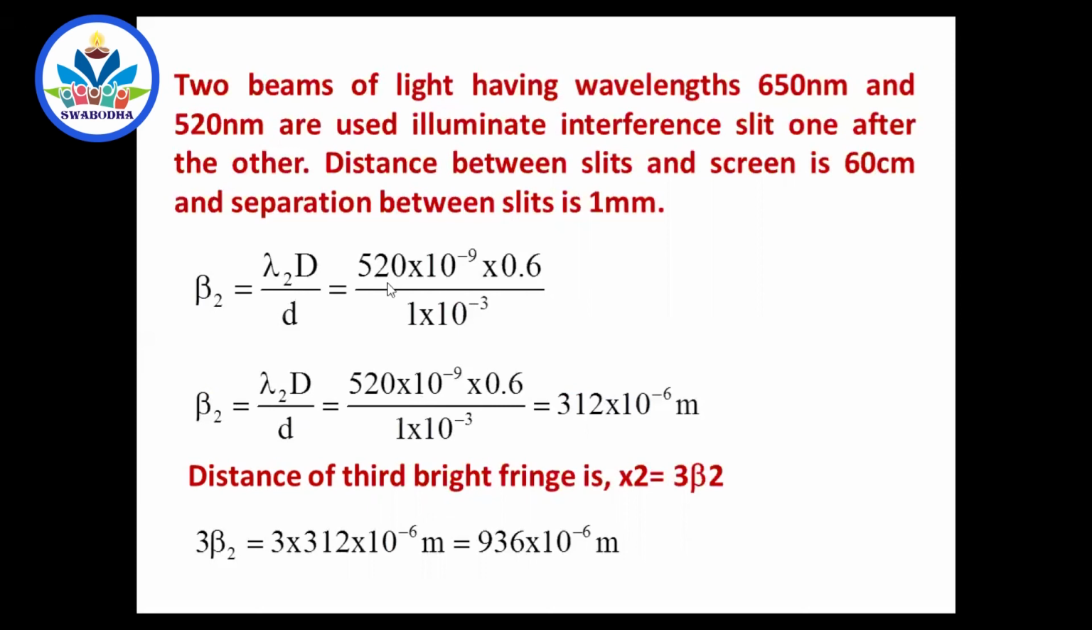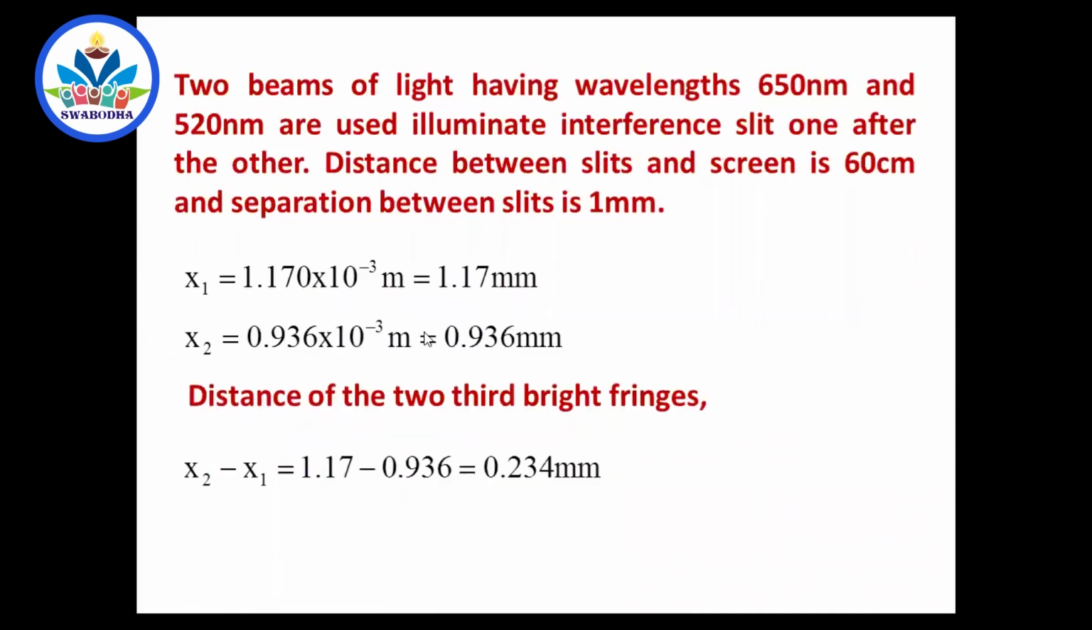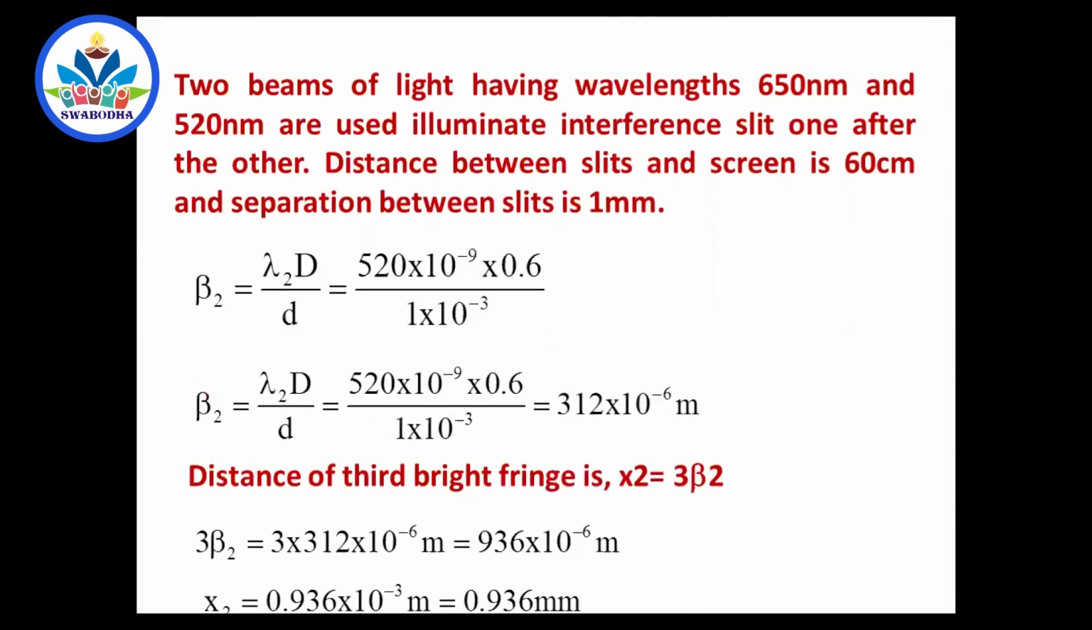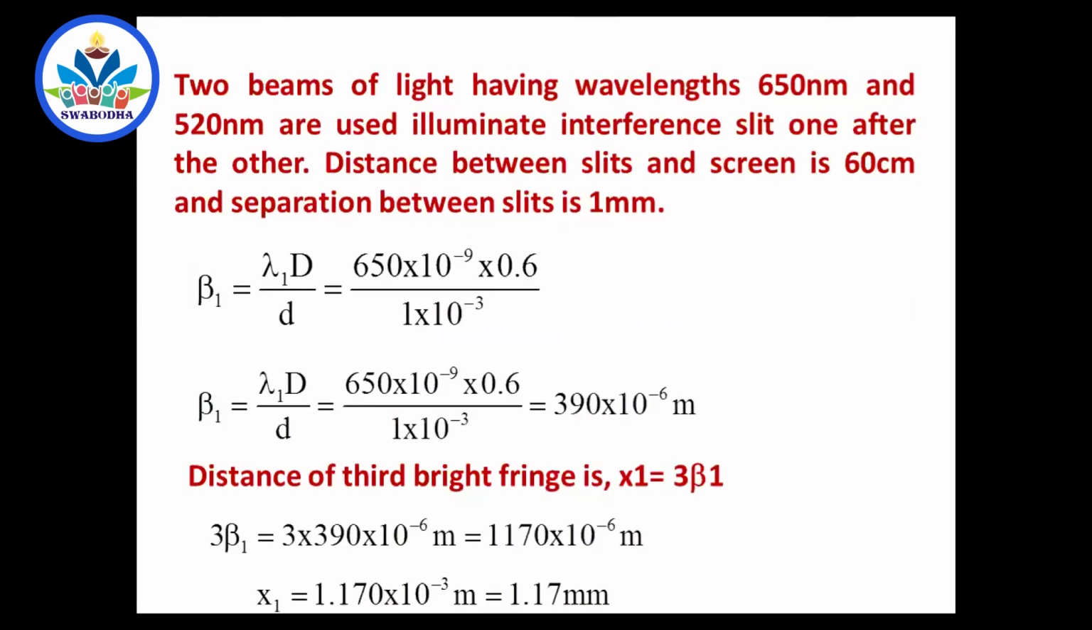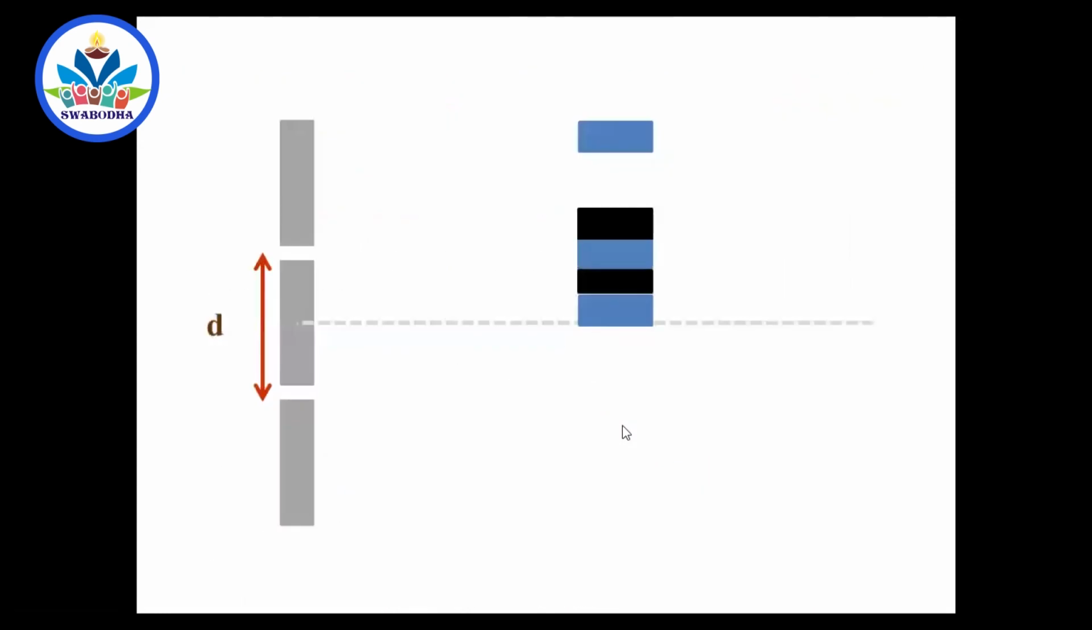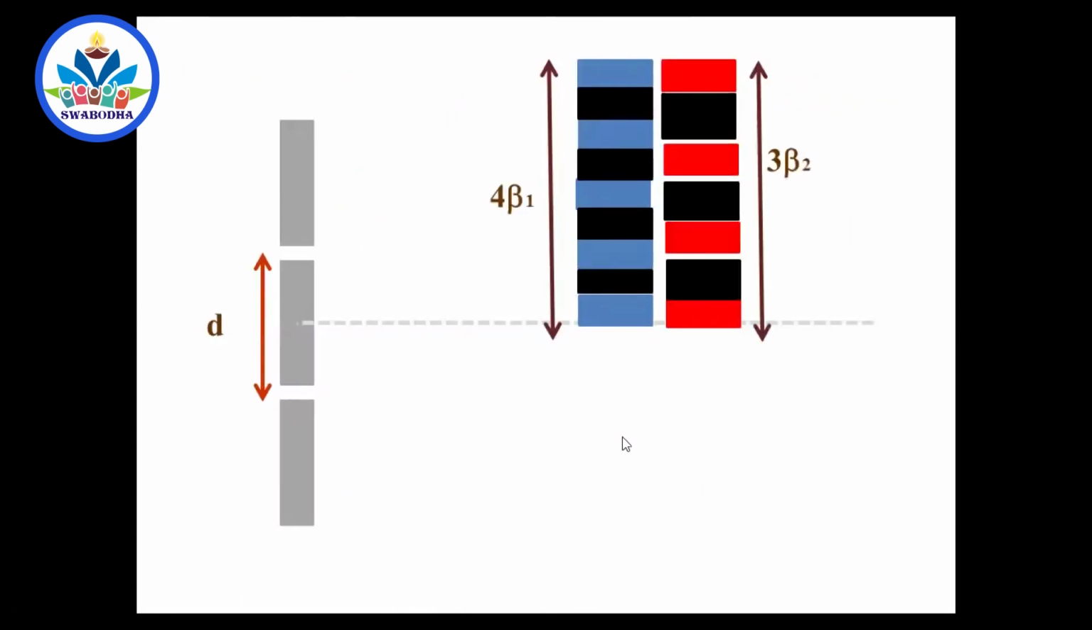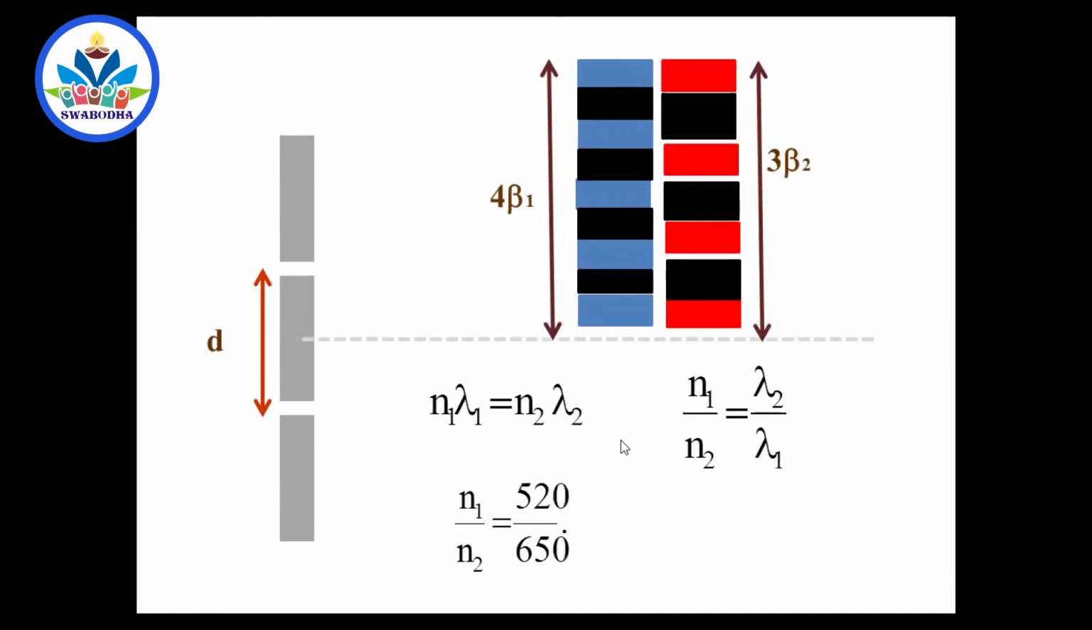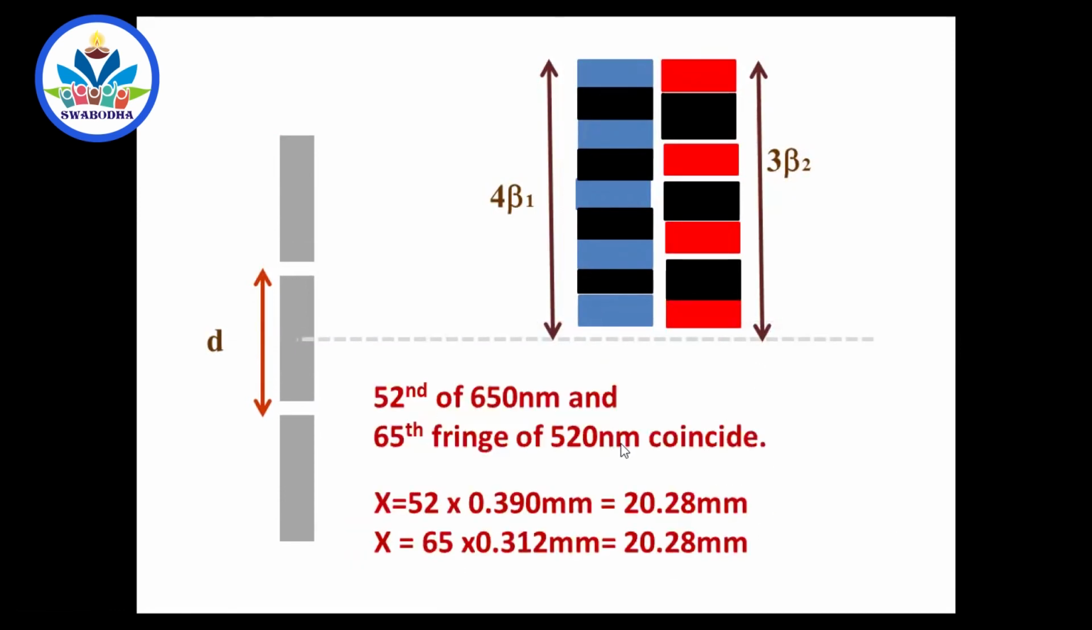The 52nd bright fringe is for 650 nanometer, right? Because it is smaller in size. For 650 nanometer, the fringe width is 390 micrometer. So 52 into 390. That is 20.28 millimeter. What about the distance of the 65th bright fringe of the other one, the lesser wavelength?